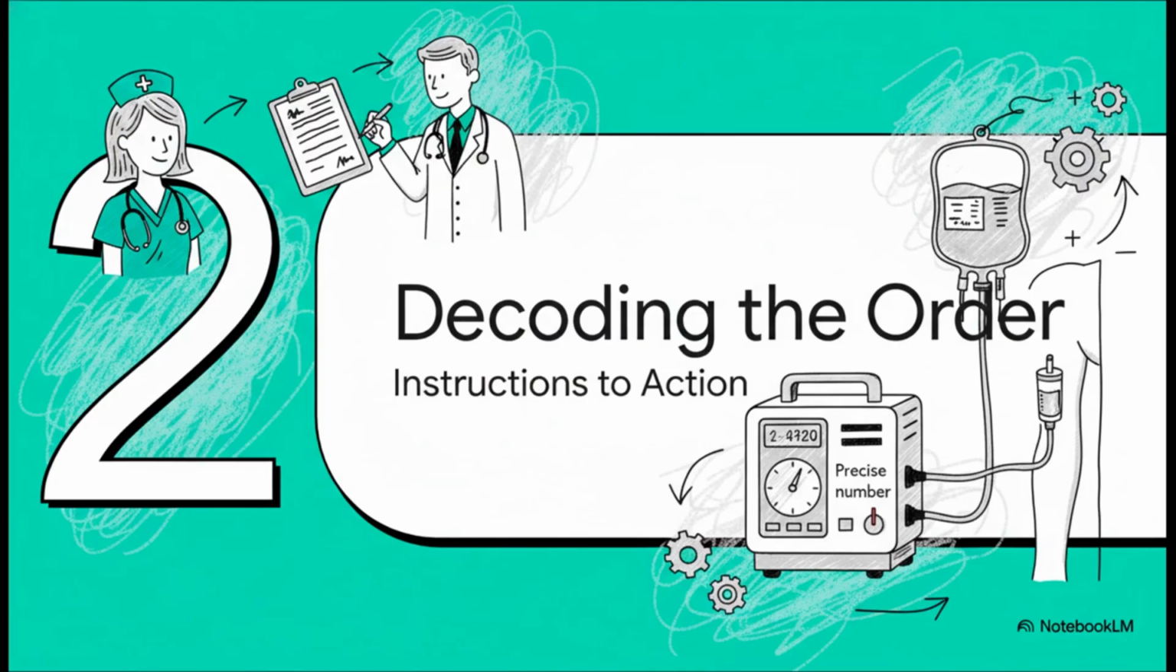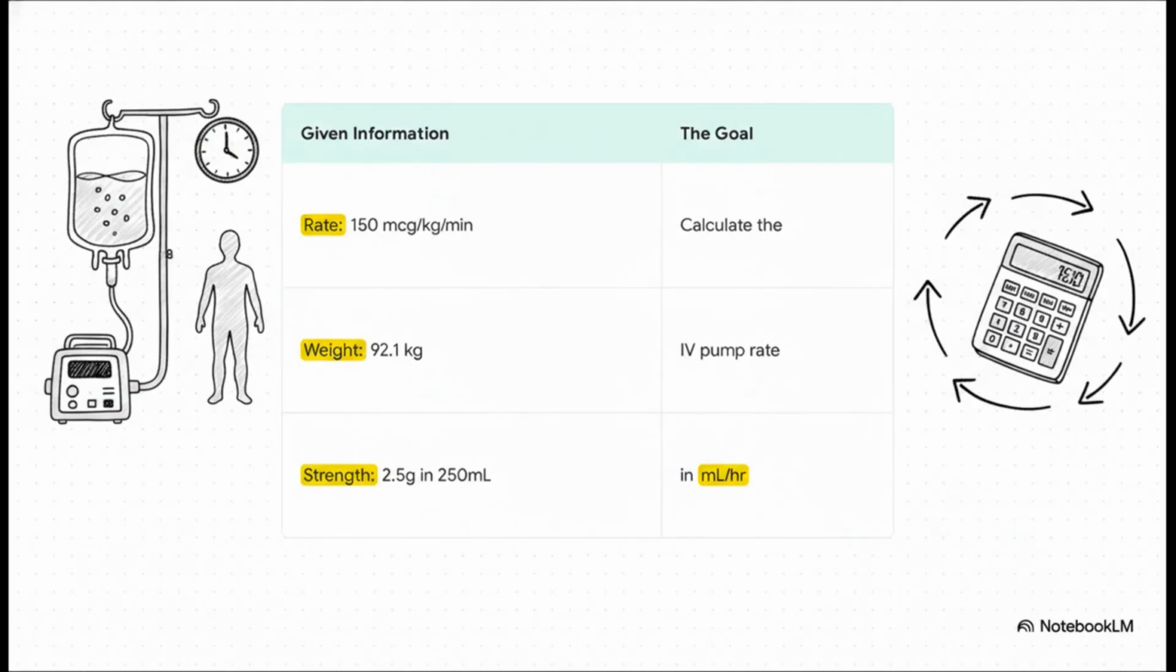Let's put ourselves right in the shoes of a critical care nurse. They are the human interface between this huge, complex medical system and one single life. A doctor writes an order, and that order has to be translated from medical language into a precise number that a machine can actually understand and execute. Okay, so here's our scenario.